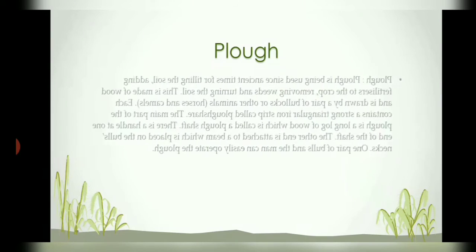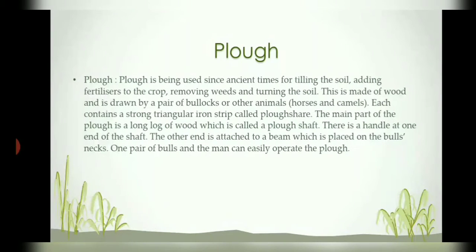Plow. Plow is being used since ancient times for tilling the soil, adding fertilizers to the crop, removing weeds, and turning the soil. This is made of wood and is drawn by a pair of bullocks or other animal. Horses and camels are common. Each contains a strong triangular iron strip called plowshare.